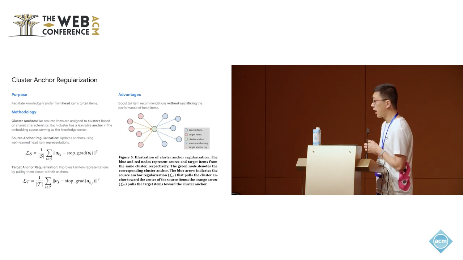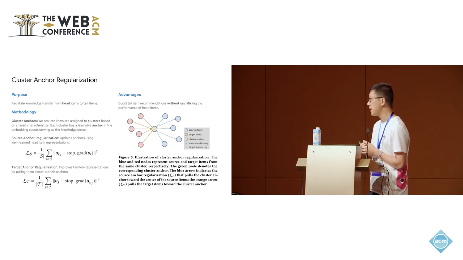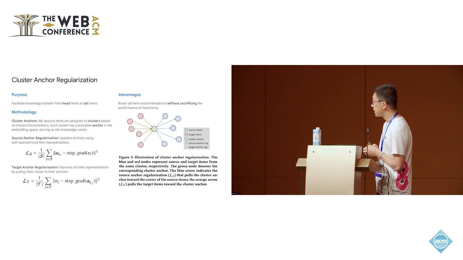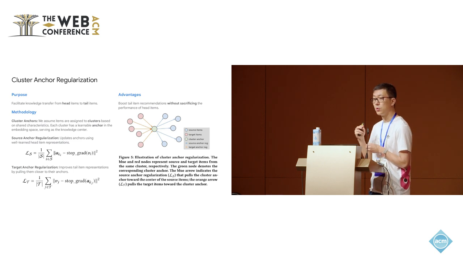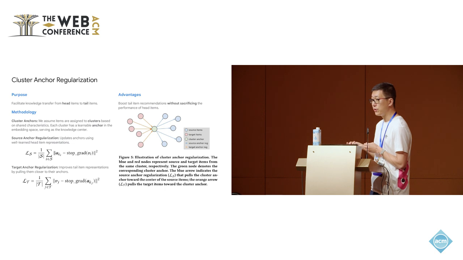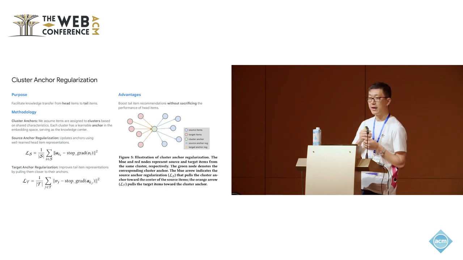The red ones are the tail items. Those could be fresh items, or items that do not have enough exposure on the platform yet, and those are the item embeddings we want to improve. Finally, the green one represents the cluster anchor. The high-level idea is that we want to pull the anchor towards the head item embeddings because they are better learned, and then pull the tail item embeddings towards the anchor. That's how we achieve knowledge transfer from head items to tail items.